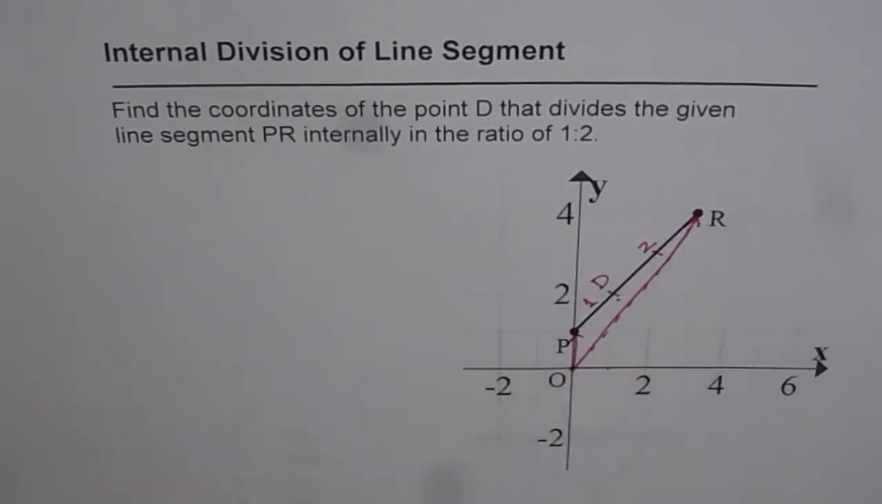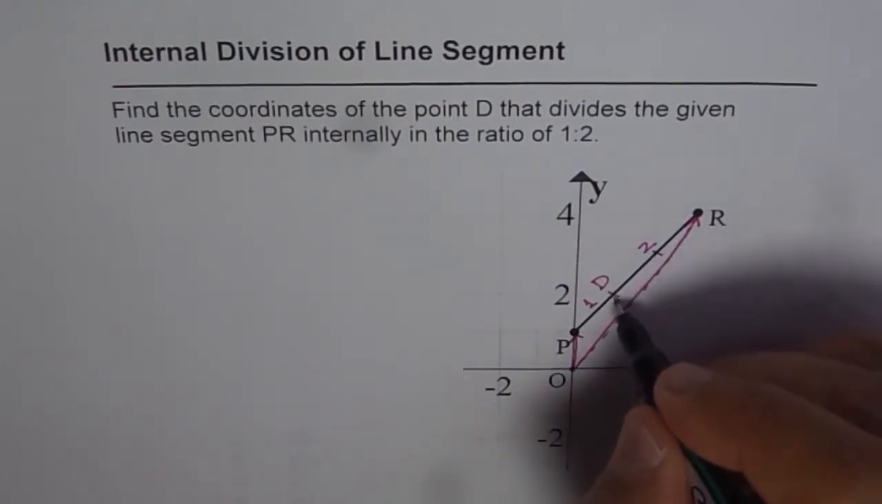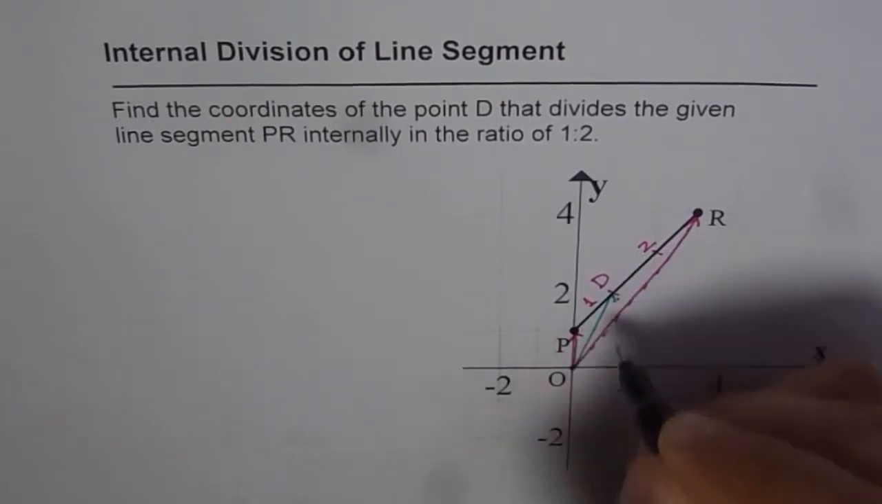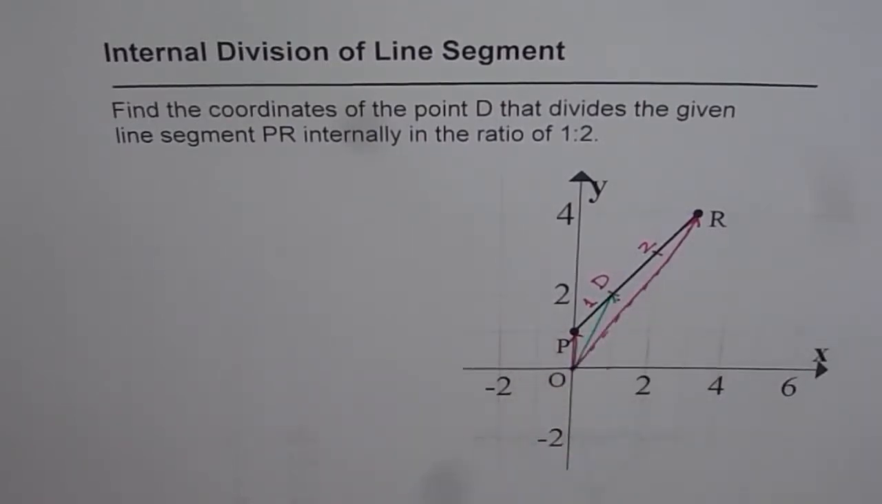So we have OP and OR, and what we need actually is somewhere in between a point D which divides the line PR in the ratio of 1:2. Now the question is how to find that point. So now we'll use the concept of vectors to find the point D. We already know our answer, right? The answer is 1, 2. Let's see how do we get it.